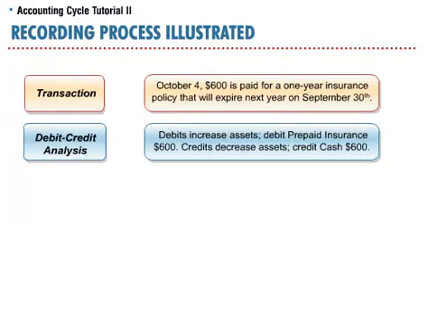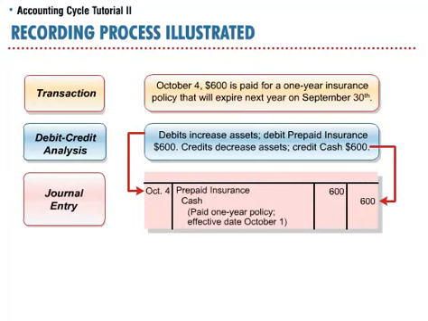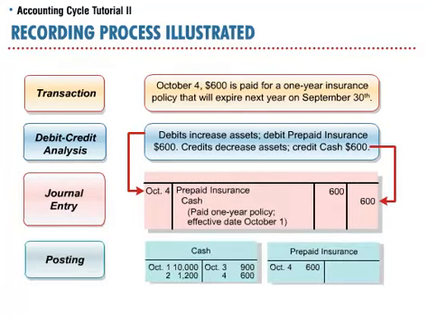Debits increase assets. Therefore, debit prepaid insurance $600. Credits decrease assets. Therefore, credit cash $600. The journal entry to record this transaction would be as shown, and the posting of this entry would appear in the ledger using T accounts.